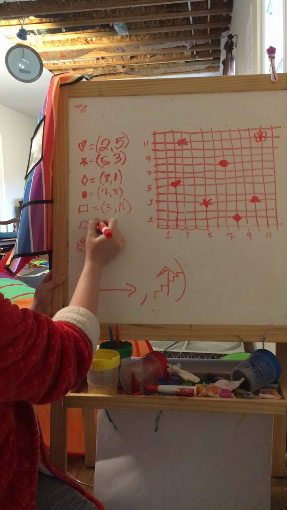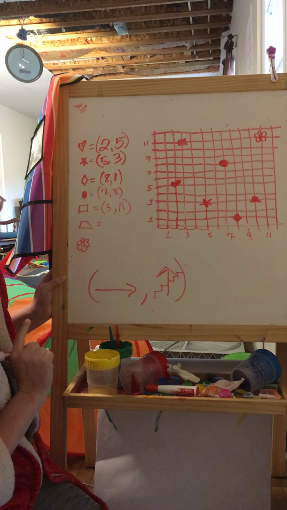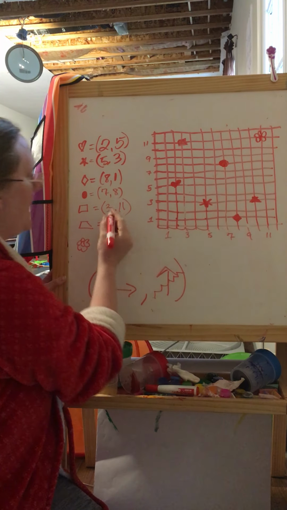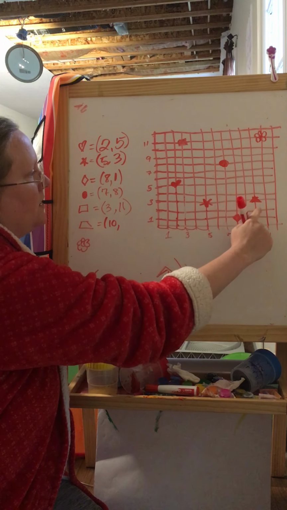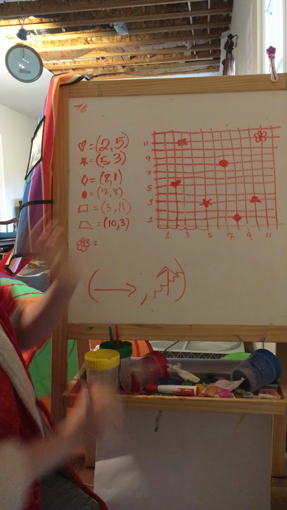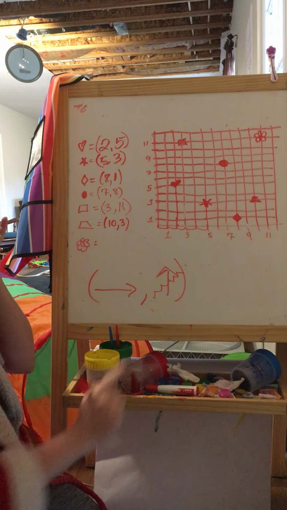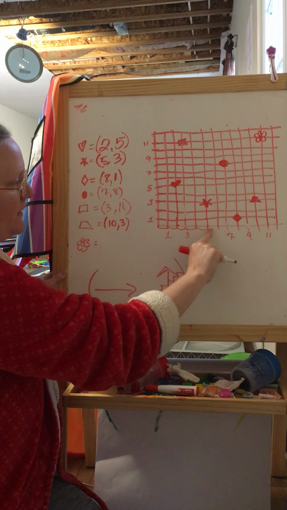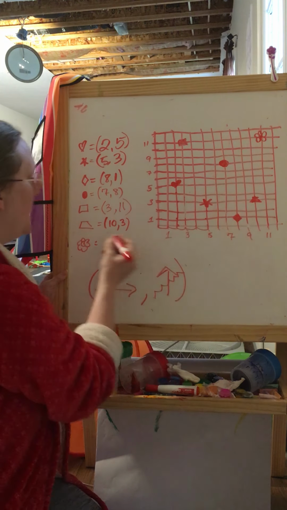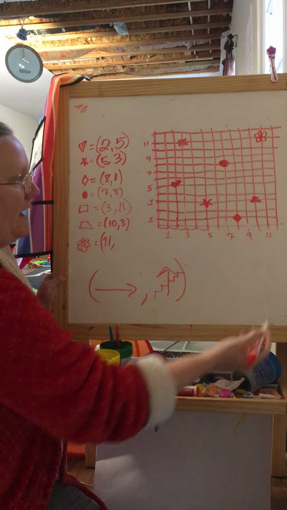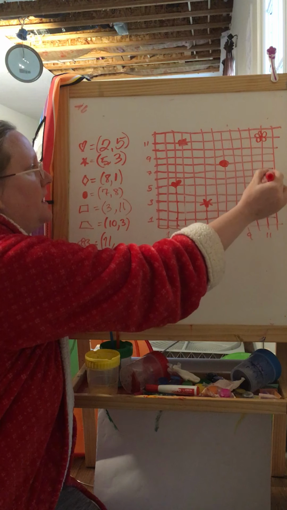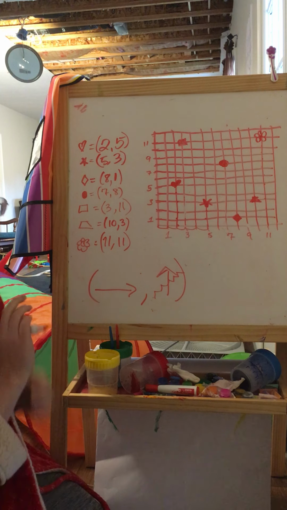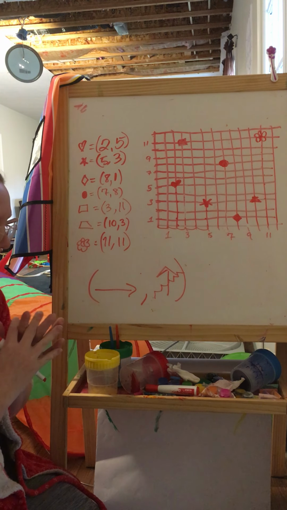Okay. And then my trapezoid is way over here, and it's 1, 2, 3, 4, 5, 6, 7, 8, 9, 10. And then up 1, 2, 3, and then my very last one's my flower way over here in the corner. And so it's 1, 2, go over and then up. 1, 2, 3, 4, 5, 6, 7, 8, 9, 10, 11. And it's up 1, 2, 3, 4, 5, 6, 7, 8, 9, 10, 11. So these would be my answers for where are my pictures on my coordinate plane.